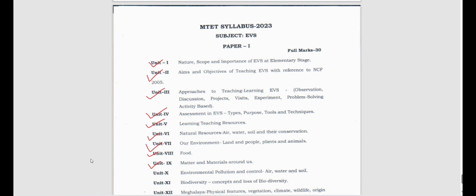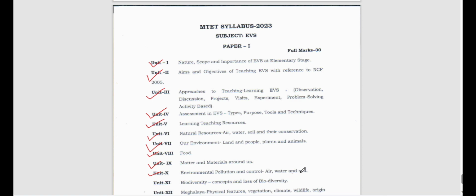And of course materials can be metal or non-metal. It is a vast variety, which we will go into in detail when I make a dedicated video on this. So let's go now to unit 10, environmental pollution and control: air, water, and soil.